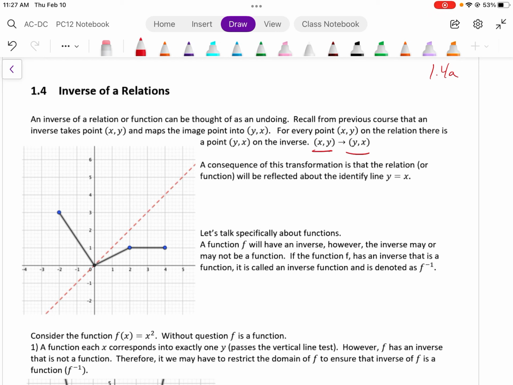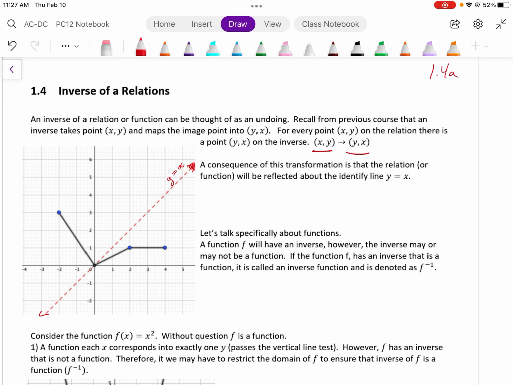So as a consequence, the relation will be reflected about the identity line y = x. And my identity line y = x is this one right here. y = x. That's the equation of this dotted line. This line is called the identity line.